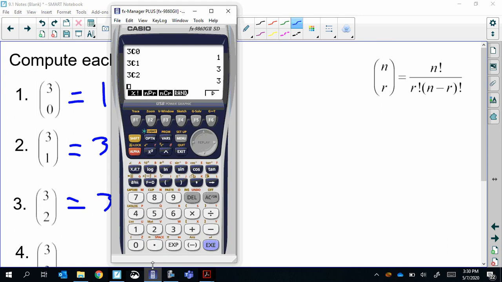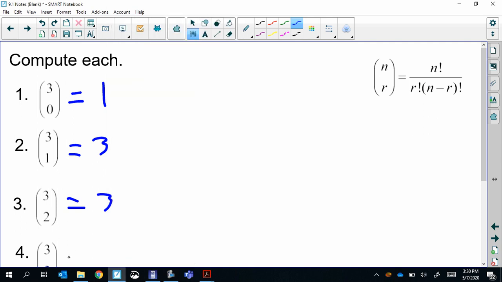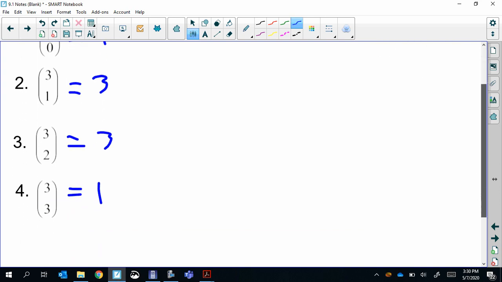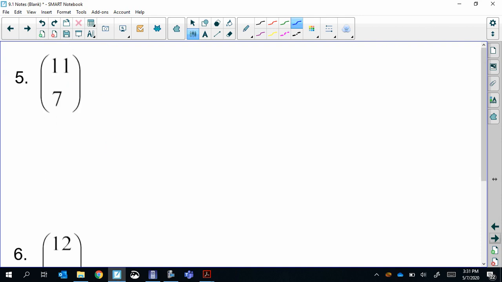And lastly, 3C3, not 33, that'd be an error if I would have hit enter on that, is 1. And that should make sense because the third row of Pascal's triangle is 1, 3, 3, 1. But that's just calculating those out. Super easy. All right, 11C7.